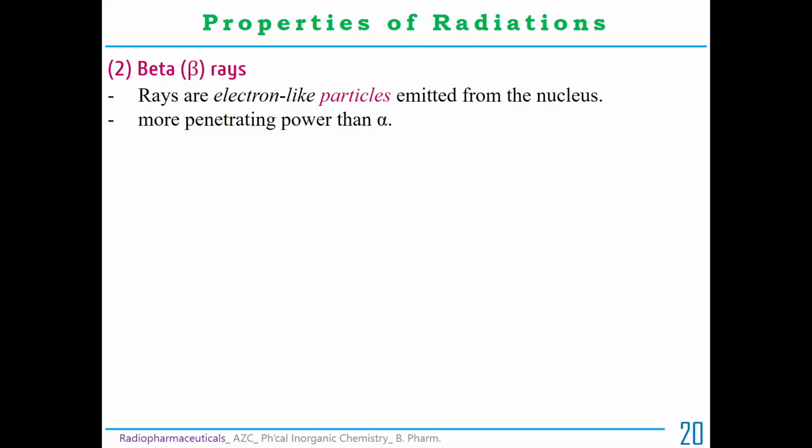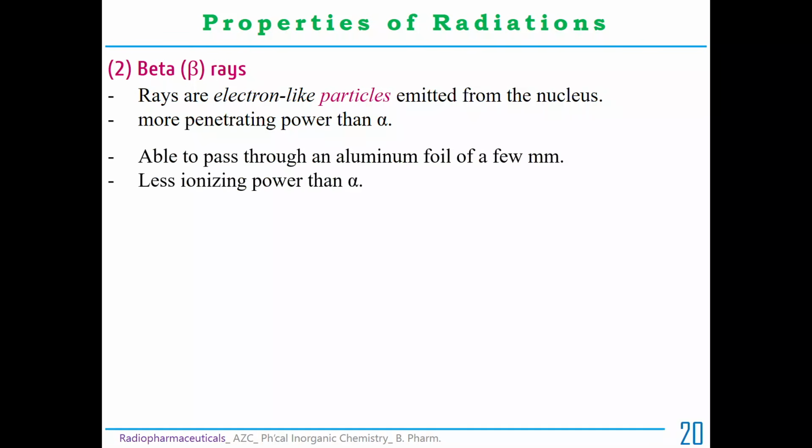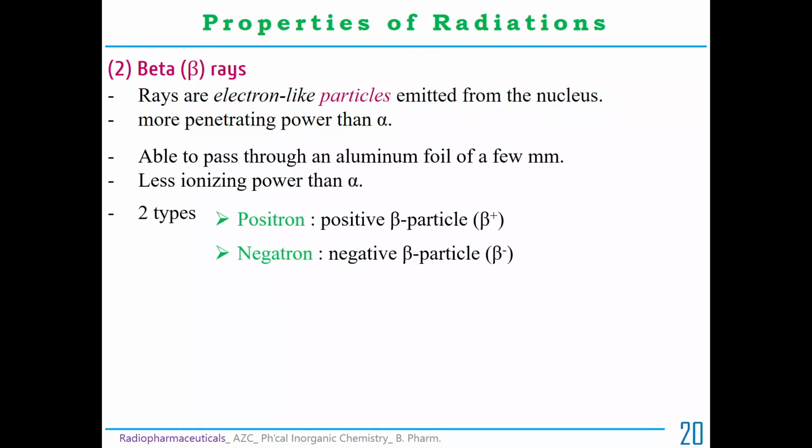The second type of radiation is beta rays. These rays are electron-like particles emitted from the nucleus, and have more penetrating power than alpha. Beta rays are able to pass through an aluminum foil of a few millimeters and show less ionizing power than alpha. There are 2 types of beta rays: positron, that is, positive beta particle, and negatron, that is, negative beta particle.